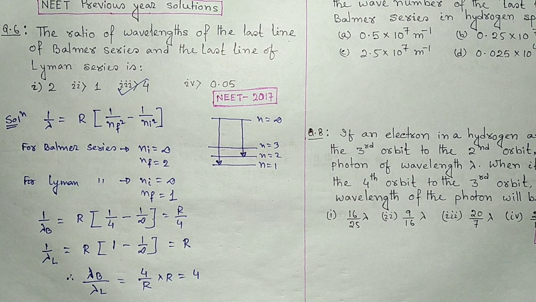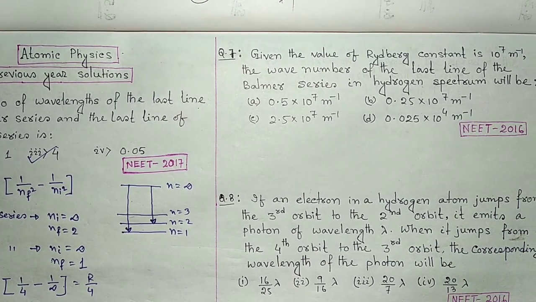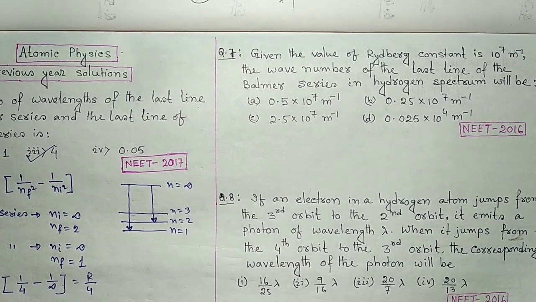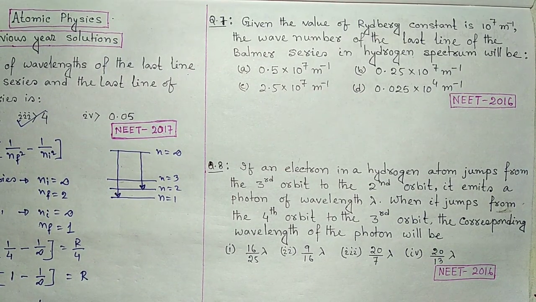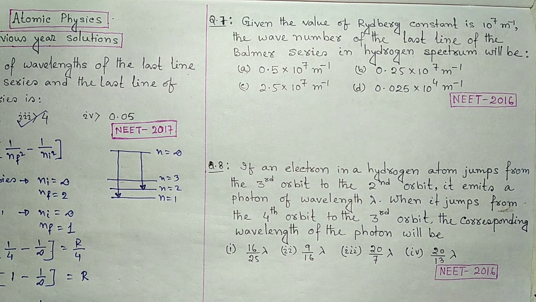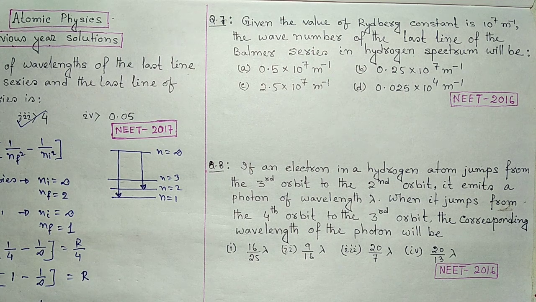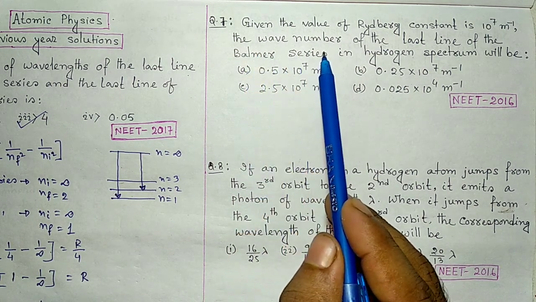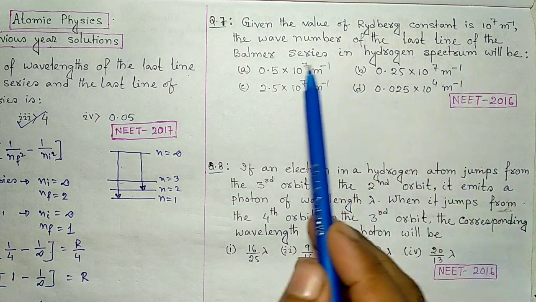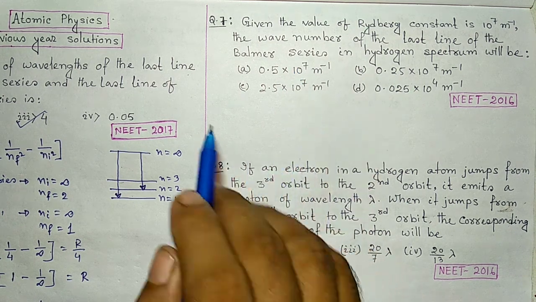Given the value of the Rydberg constant is 10 to the power 7 meter inverse, the wave number of the last line of the Balmer series in hydrogen spectrum will be. So dear student, here we have to find out the wave number of the last line of the Balmer series. Wave number means 1 by lambda.